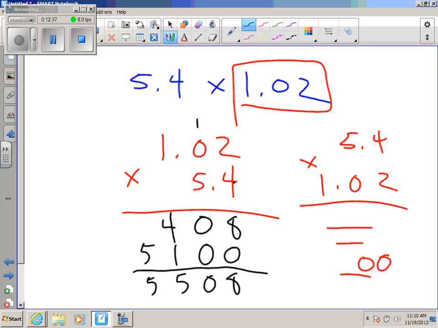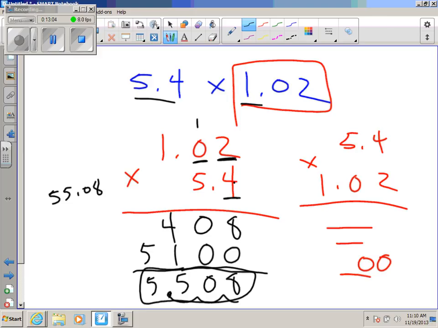Now, watch. How many decimal places up top? How many on the bottom? So it gives me 3. 1, 2, 3, 5.508. Think it through. If you had this 55, and you estimate 5 times 1, that's going to give you 55? No. So you have to just be careful and make sure that you are accounting for all of your decimal places.